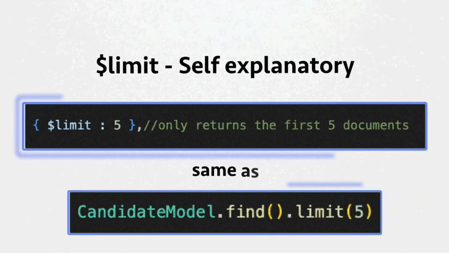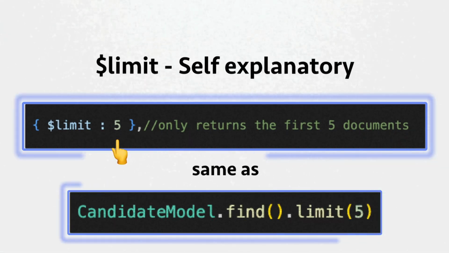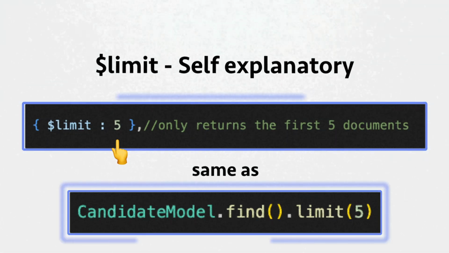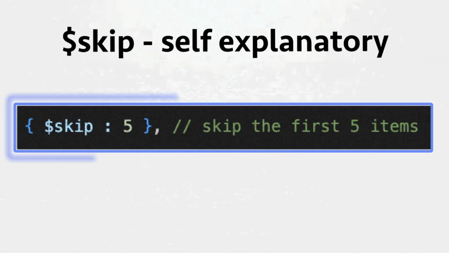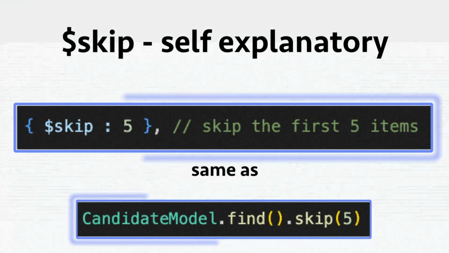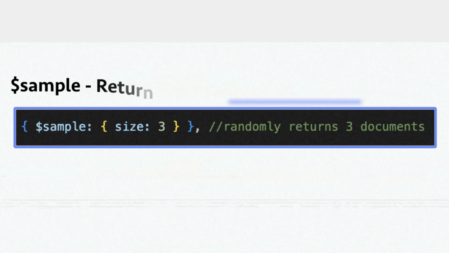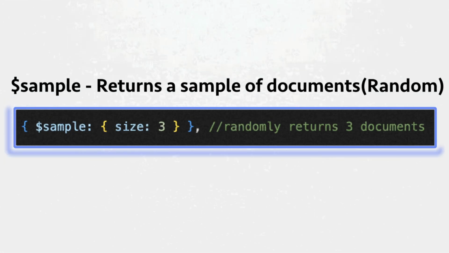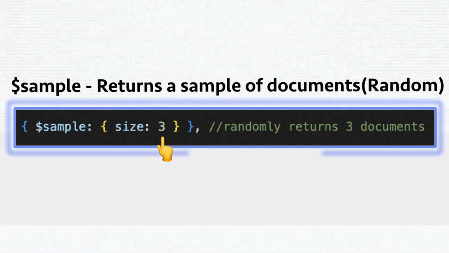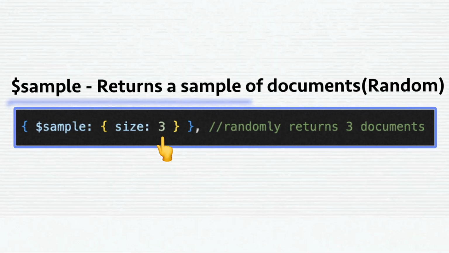This is like the limit function in basic queries. You specify a number and that's the max number of documents you're gonna get. Another one is skip. This is like the skip function in the basic queries. You specify the number and that's how many documents are gonna get skipped from the database. Another one is sample. This lets you query a random set of objects from the database. Just specify the number of objects you want retrieved and they will be queried randomly.